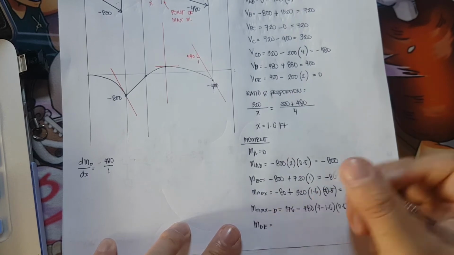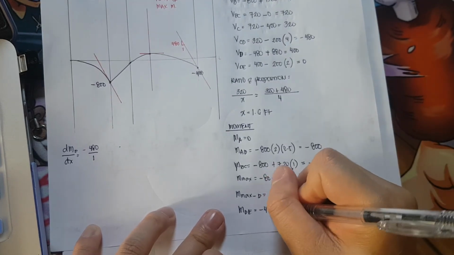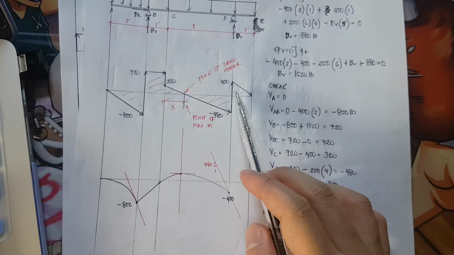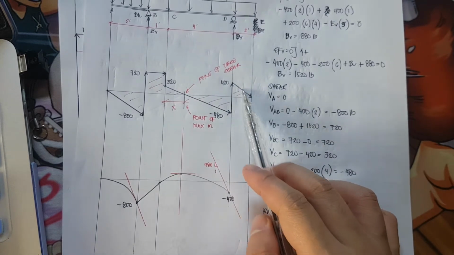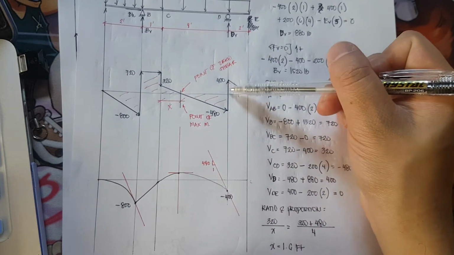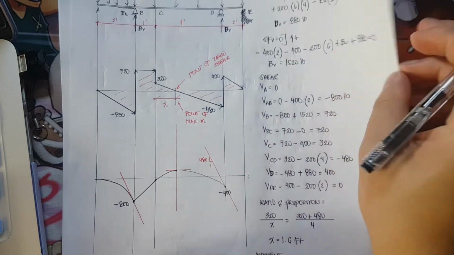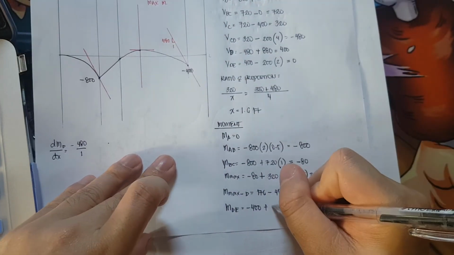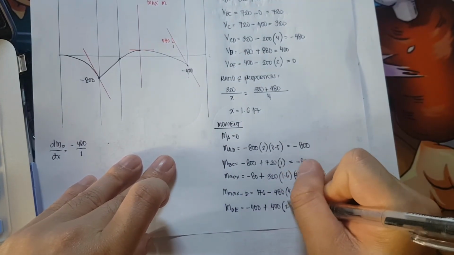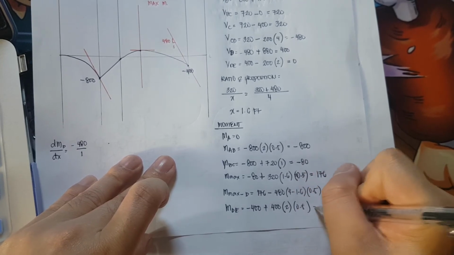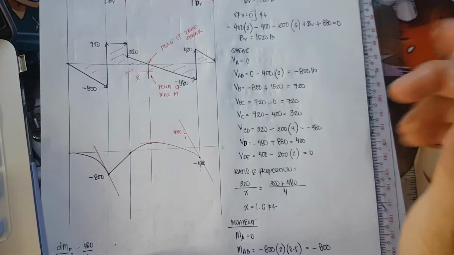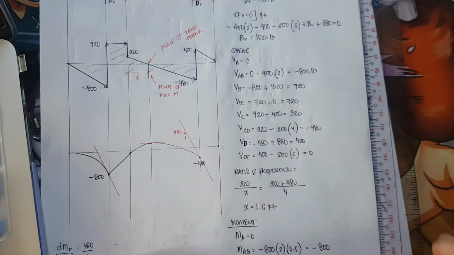MDE is equivalent to negative 400. Take note that the shear is already on the positive side. So, kunin natin yung area. Height of 400, base of 2 times 0.5. So, 400 times 2 times 0.5, and that is 0. Okay? So, that is 0.